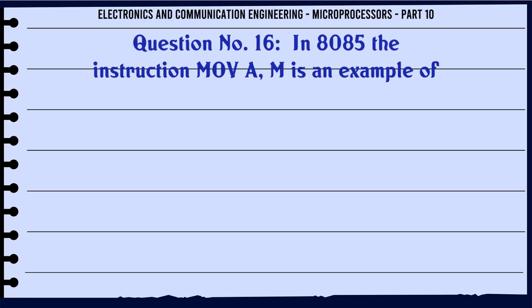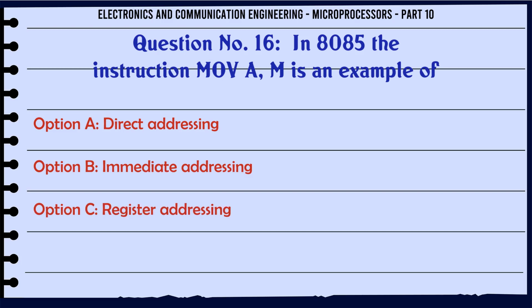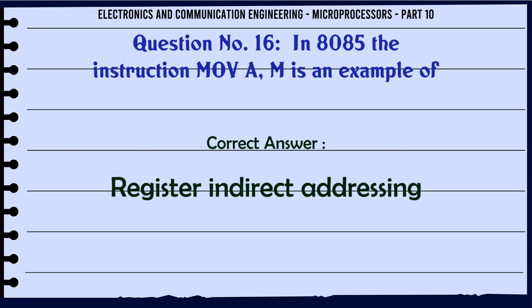In 8085 the instruction MOV A is an example of A direct addressing, B immediate addressing, C register addressing, D register indirect addressing. The correct answer is register indirect addressing.